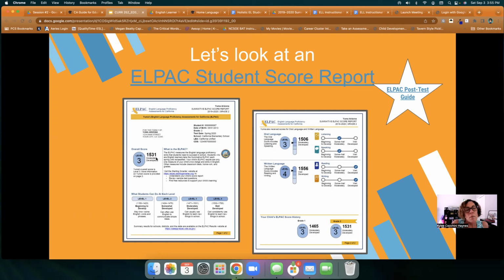Now, what's important to look at, and particularly for you all that are going to be looking and diving into the data, 1531, what's important is to go down here. It says a level 3, but look at this. A level 3 score is 1471 to 1531. She's almost a level 4, isn't she? She's 1 point away from a level 4. Does that matter? I would argue 100% it matters.